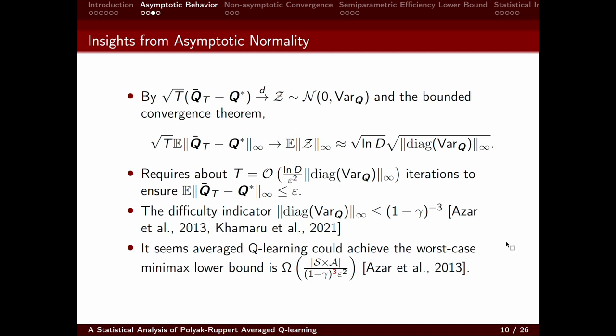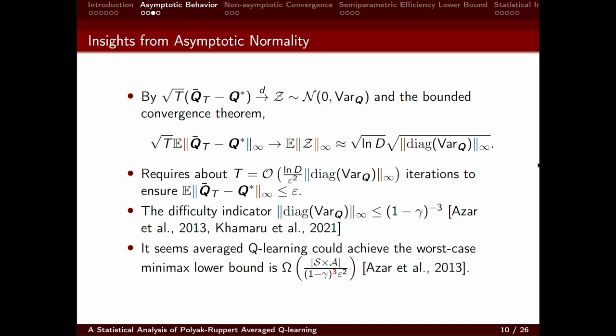Using this asymptotic normality and the bounded convergence theorem, we know that the expected L infinity norm times root T will also converge to the corresponding quantity of the Gaussian distribution. So if we want to obtain an epsilon-optimal Q value function measured in the expected L infinity norm, we at least require log D over epsilon squared times a complexity term. We call this term the difficulty indicator, which is the matrix infinity norm of the diagonal matrix taken from the covariance matrix Var Q.